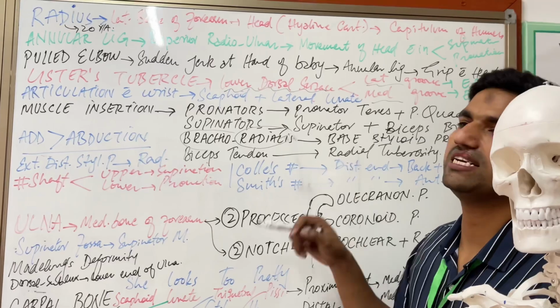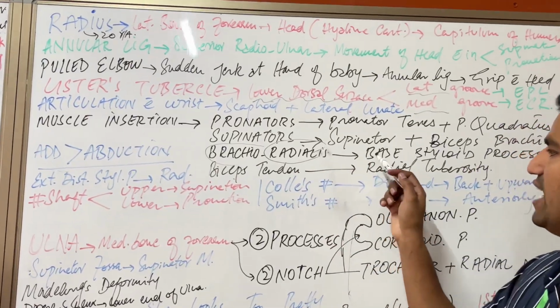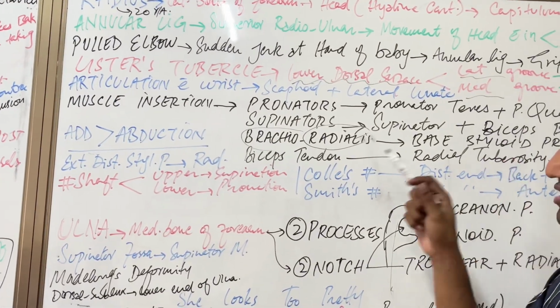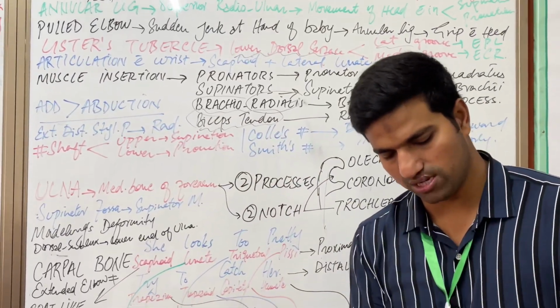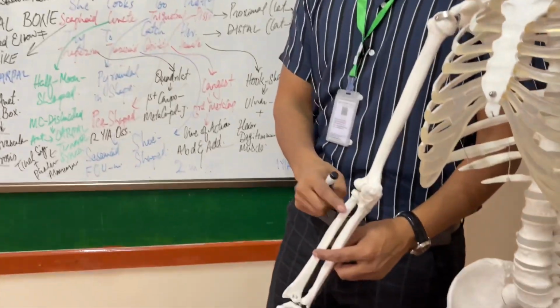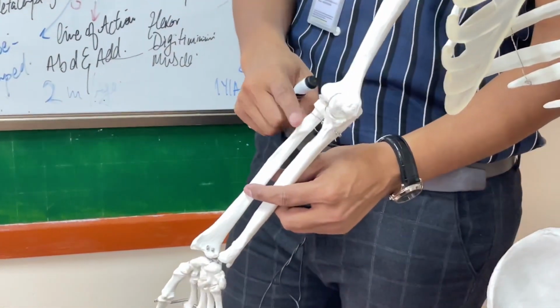Radialis, as the name indicates, definitely these muscles will attach with the base of the styloid process of the radius. Then the tendon of the biceps muscle will attach with the radial tuberosity. You can see this is the radial tuberosity where the tendon of the biceps muscle will attach.